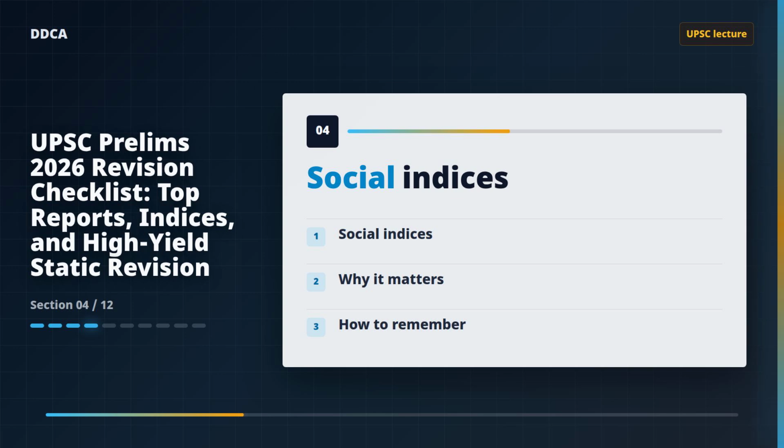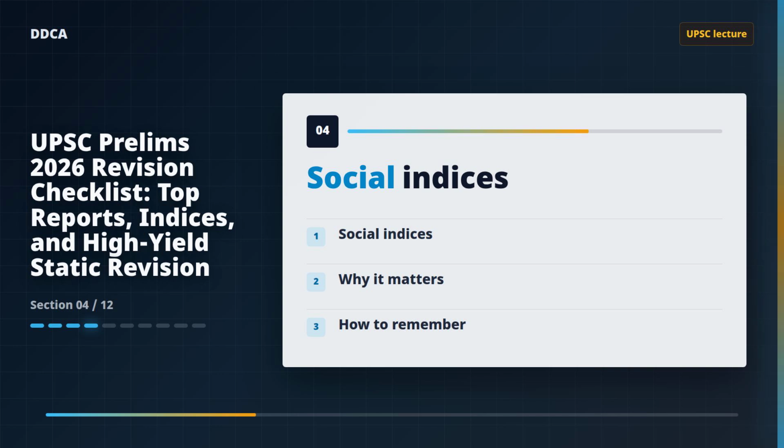Also revise hunger and food security related reports, often connected with FAO or other UN agencies. Here the key idea is whether a country is improving or facing stress in nutrition and food access. For competitive exams, the most useful memory trick is to link the index with the policy issue.